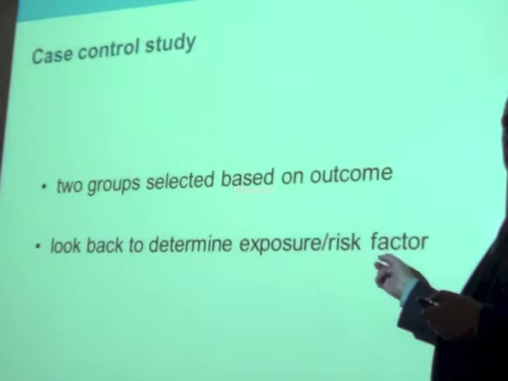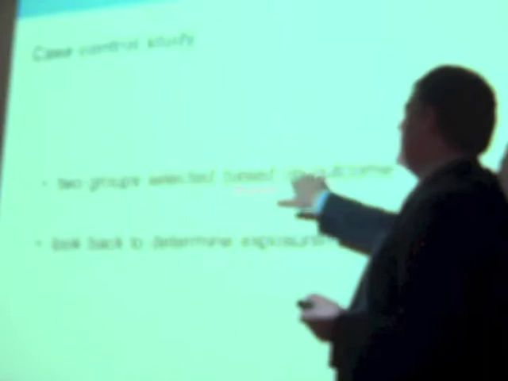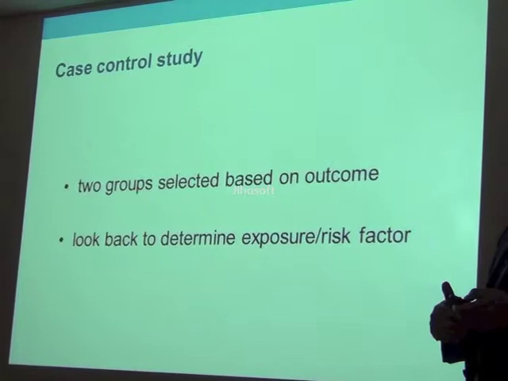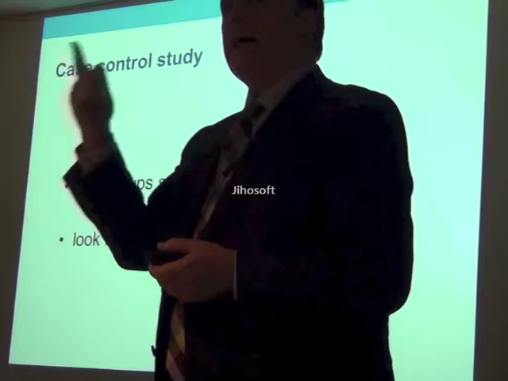Some people do refer to prospective case control studies. What they mean is they're selecting the outcomes prospectively over a period of time, but they're always looking back at the exposure. So cohort studies select on exposure and look forward to outcome. Case control studies select on outcome and look back at exposure.